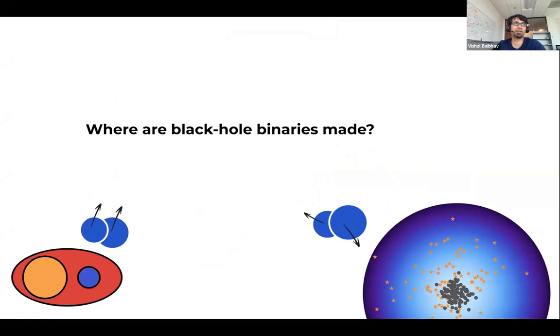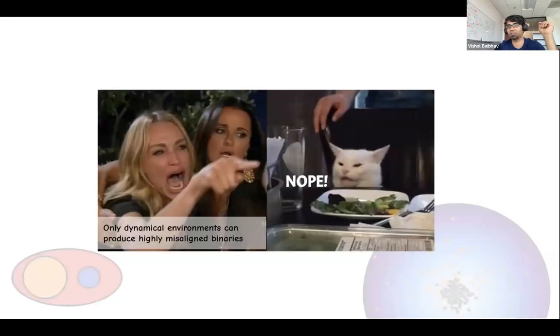Now, the simplest signature to tell different channels apart is their spins. If you have aligned spins, binary black holes are typically thought to come from isolated formation scenarios. On the other hand, if you have spins that are isotropic or all over the place, they are probably coming from clusters, right? Today, I am going to challenge this notion. We are going to say why dynamical environments do not have the monopoly on highly misaligned binaries, and why the previous assumption is not so robust.